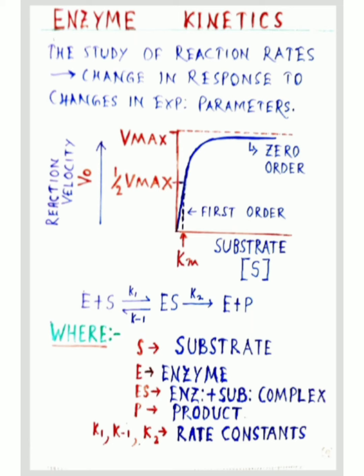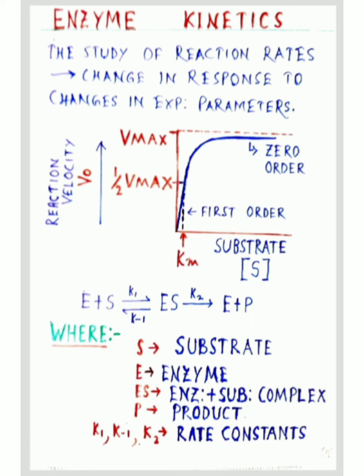Here I have shown you the substrate concentration on the x-axis and the reaction velocity on the y-axis, where there lies the first order reaction, where the reaction is a rapid one. But as the concentration of substrate is gradually increased, all the enzymes become saturated and maximum velocity is gradually attained, where zero order reaction takes place.